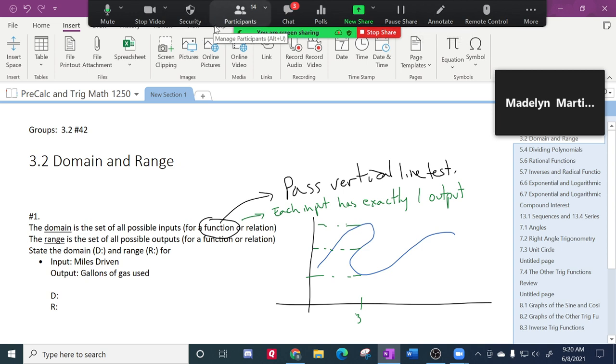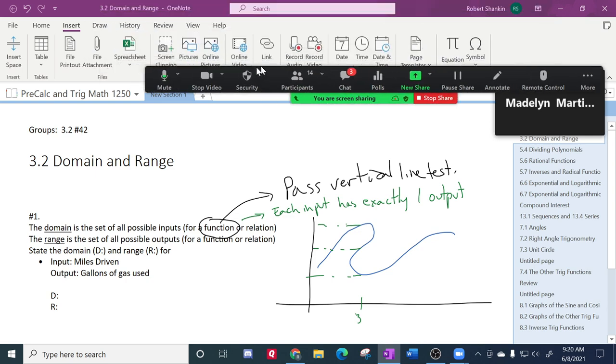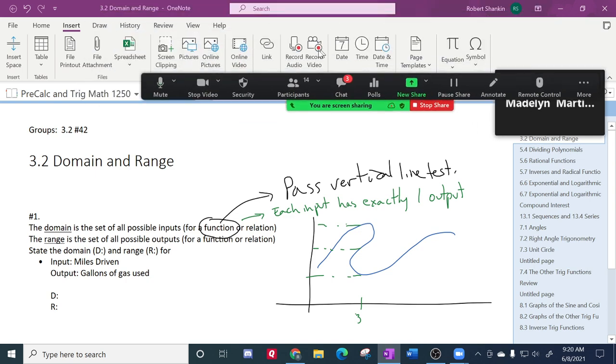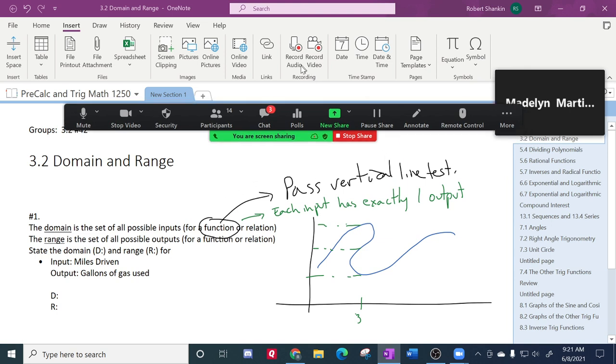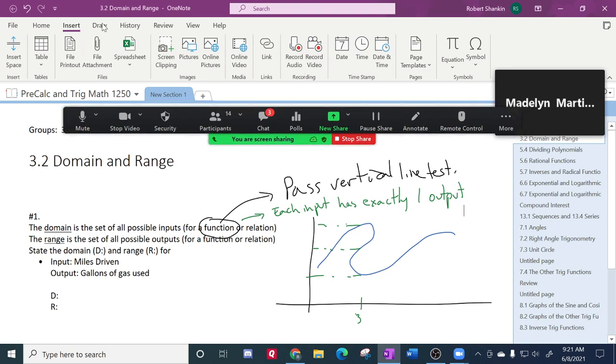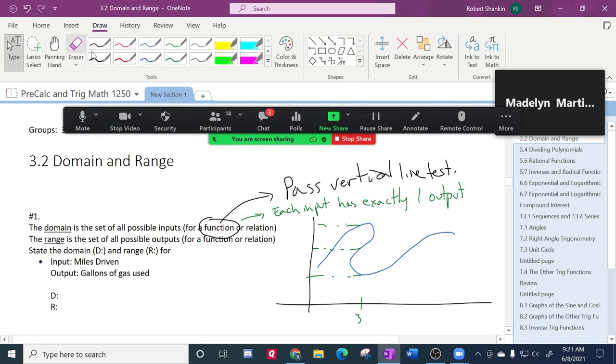It doesn't turn out to be correct. And let me see if I can get to the top. Oh, I can move this whole bar. All right. So let me go to draw.